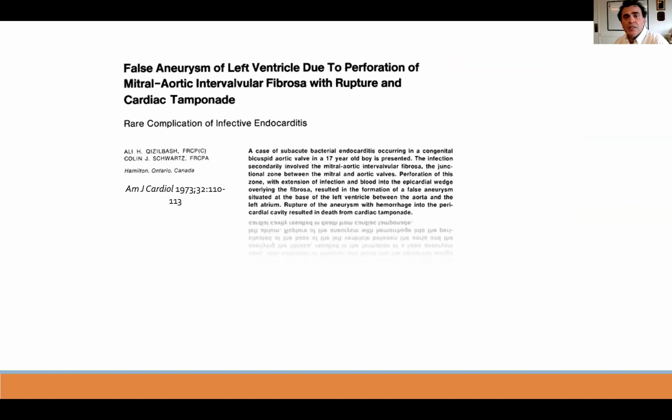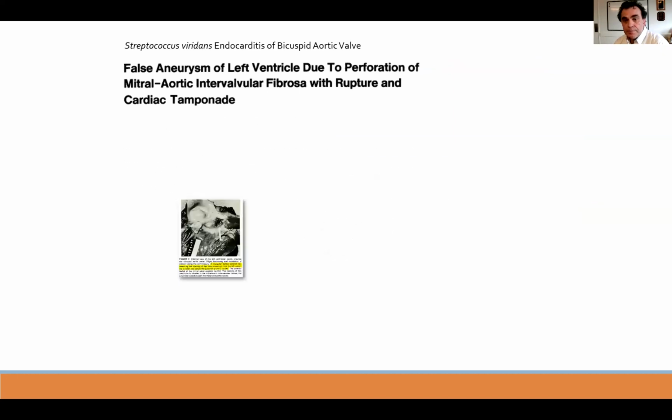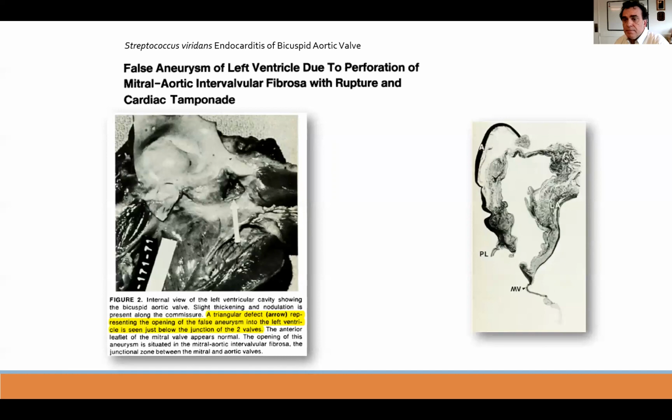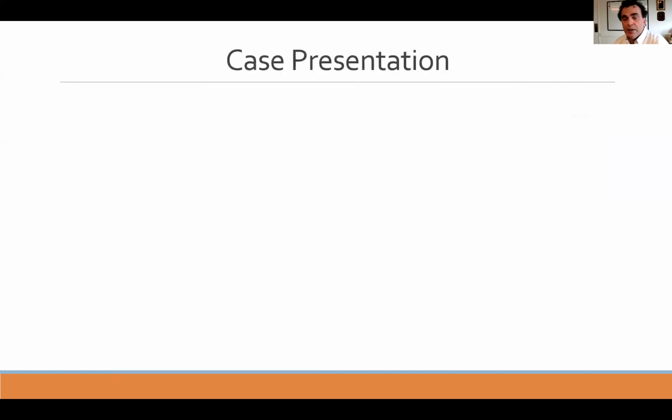And this is a false aneurysm of the left ventricle due to perforation of the mitral aortic intervalvular fibrosa and rupture, and it can lead to cardiac tamponade. This is another case that rarely can occur. Intervalvular fibrosa can perforate into the pericardial space and cause cardiac tamponade. And this is from that original paper. It's rare, I have not seen it in my personal practice yet. This is perforation into the pericardial space, causing purulent pericarditis and tamponade.